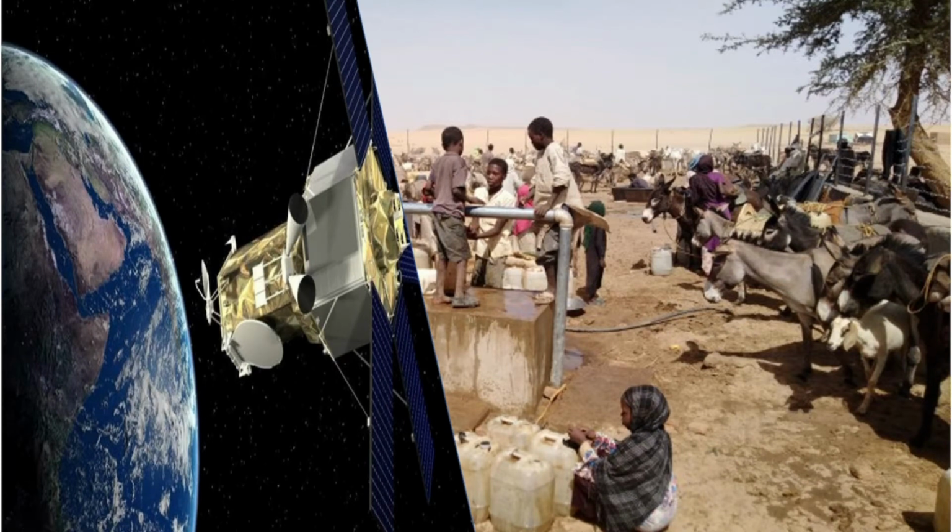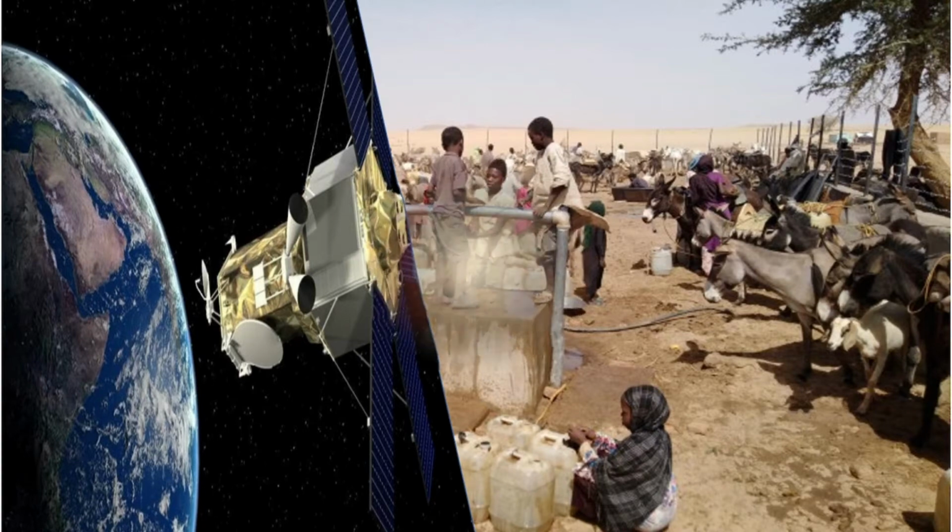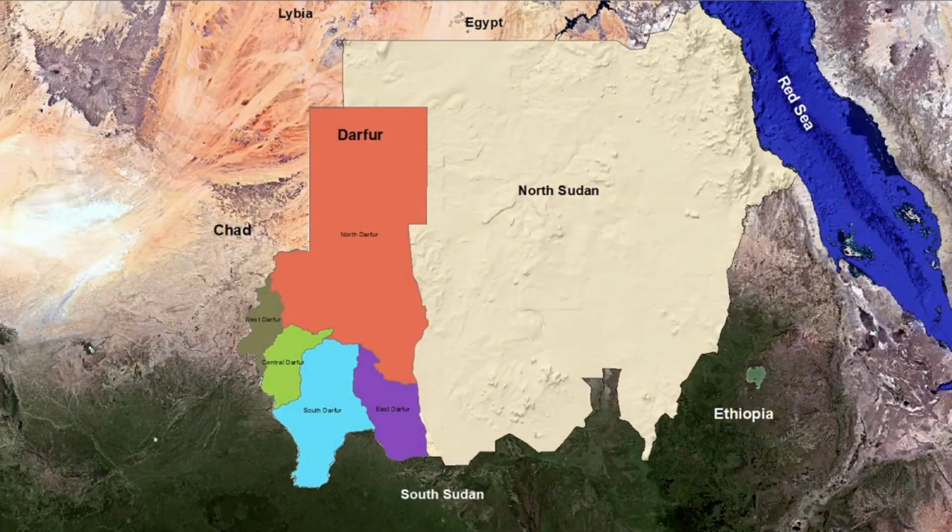In this video, I'm going to introduce you to a brief on the geographic and hydrological setting of the Darfur region of Sudan. The region is located in the northwestern part of Sudan. It is enclosed between Chad to the west, Egypt to the northeast, and Libya in the north, with a total area of about 490,000 square kilometers.